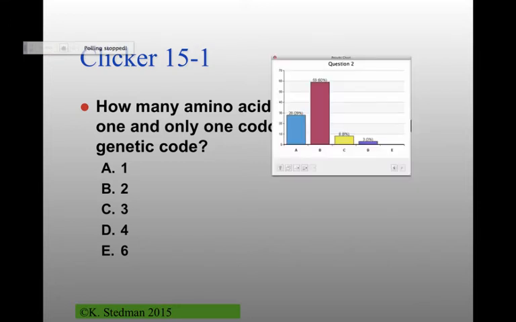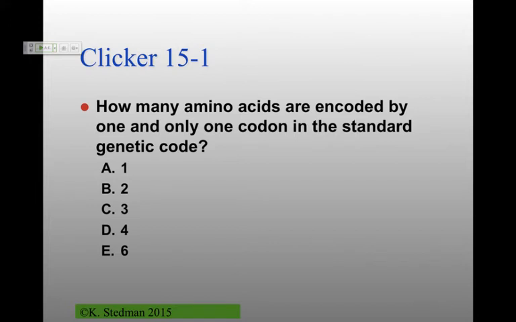So what are the two amino acids that are encoded for by one and only one codon? Methionine and tryptophan. Exactly. Any other ones? No. In non-standard genetic codes, tryptophan's sometimes encoded by two codons, but methionine is only one. Why? It's because of where you start. Exactly. So that's the reason for that.